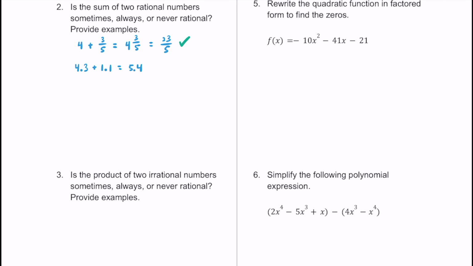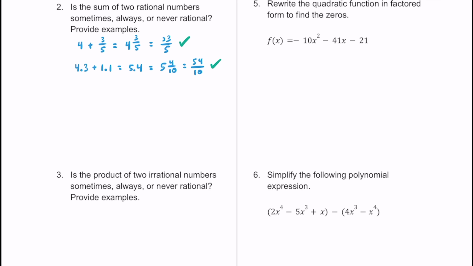So I guess the question is, is that rational? Well, as a mixed number, you could write this as 5 and 4/10. And then as an improper fraction, that's going to be 54/10. So is this a ratio of two integers? Well, yeah, so this is still going to be rational.